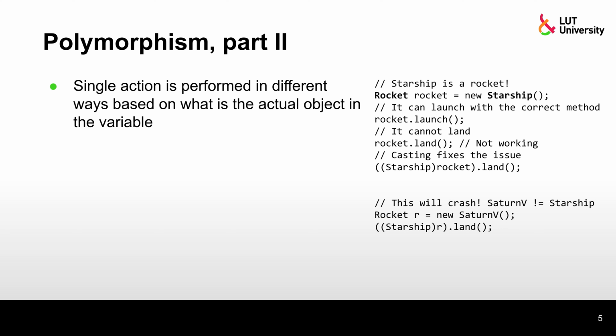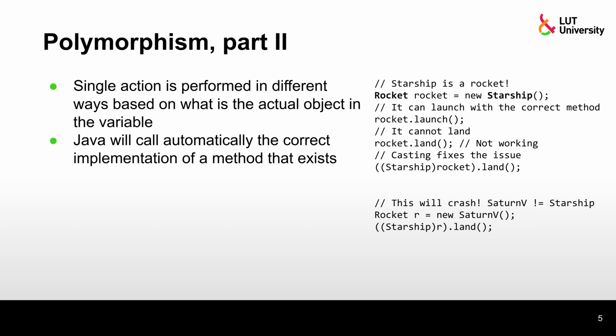But we can fix the issue by casting the rocket reference to starship, then it's a starship and then it can land. But if we try to, for example, cast Saturn V to starship, that is not true because Saturn V is not a starship. Saturn V is a rocket and starship is a rocket, but Saturn V is not a starship. That kind of code will crash.